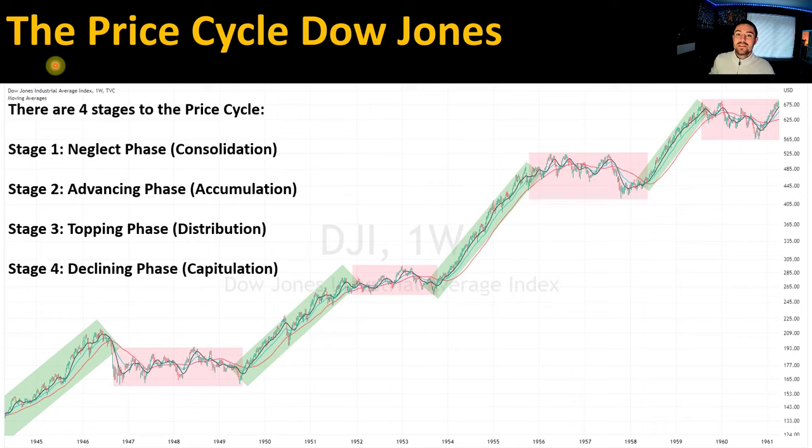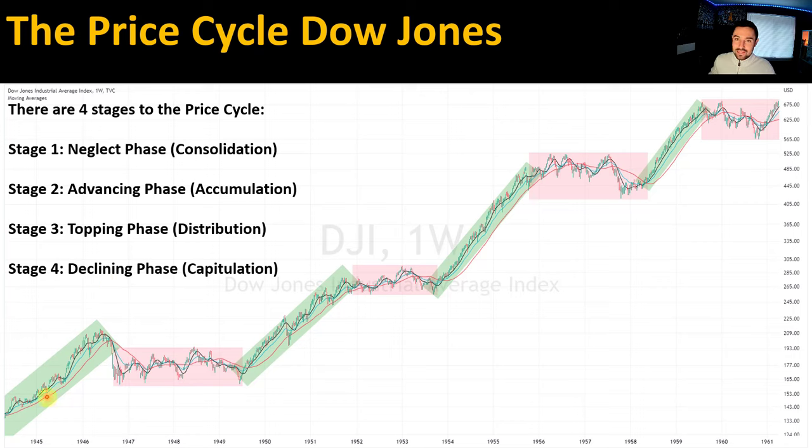The price cycle is the backbone of Minervini's strategy, and Minervini splits the price cycle into four stages. There is stage one, which is the neglect phase, brackets consolidation. There's stage two, which is the advancing stage, which is accumulation. Now, this is where Minervini is looking for those VCPs, those power plays, those cup and handles, which we're going to be coming onto a little bit later. There is then stage three, which is the topping phase, distribution. There is stage four, which is the declining phase, which is capitulation.